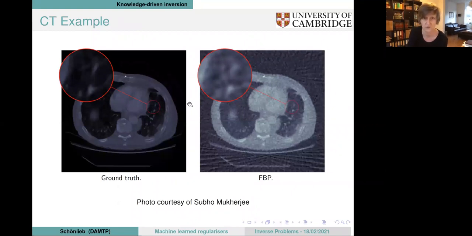I mean, just look at an example of what kind of difference this makes to problems like computed tomography. This is a simulated example where we have a sparse angular CT measurement that we have simulated, and this is the filtered back projection of this measurement. This is here on the left is the ground truth.